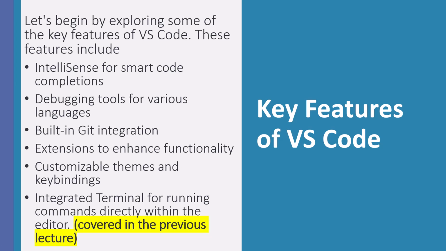Now, after this exploration, I will create separate video lectures for each of these bulleted points, like IntelliSense, debugging tools for various languages, built-in Git integration, and customizable themes and key bindings. And customizable themes and key bindings would also cover extensions to some extent. By putting them in separate lectures, it is intended to make each of these key features of VS Code into one separate learning objective.